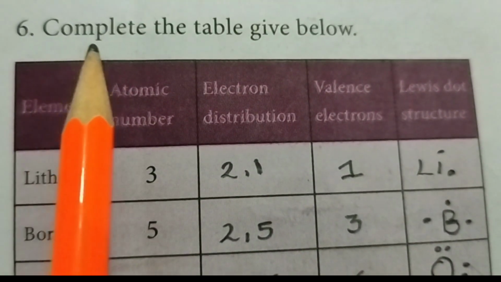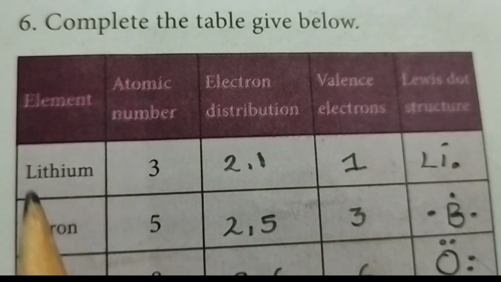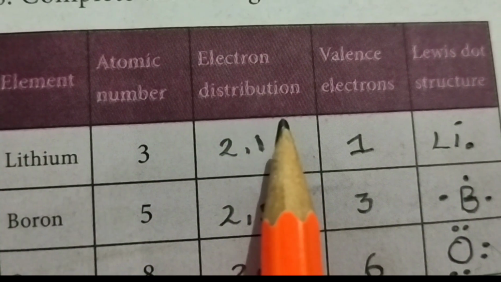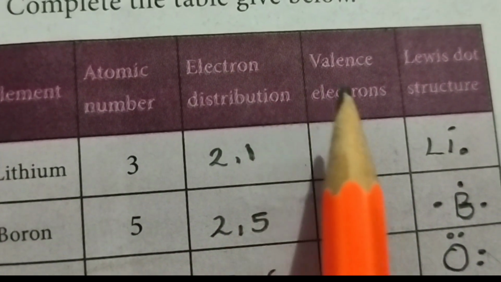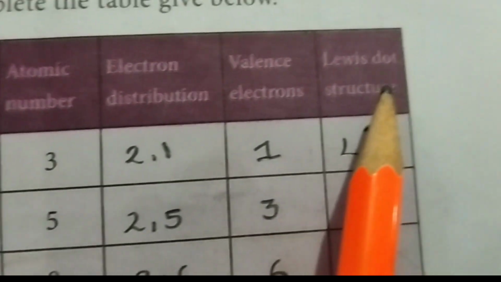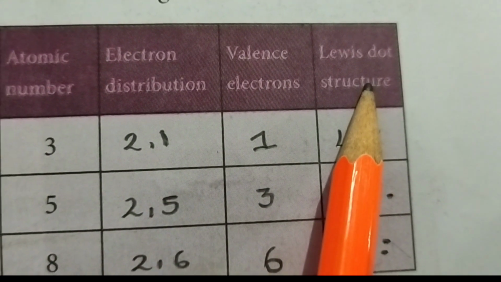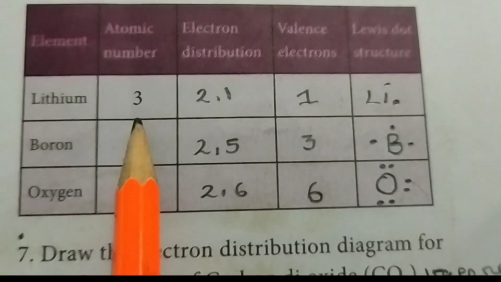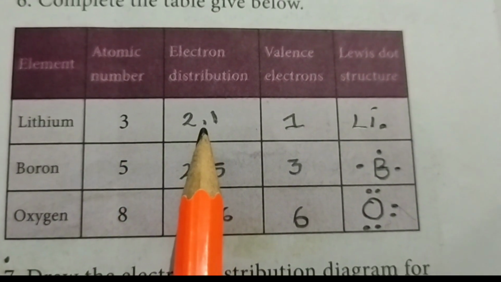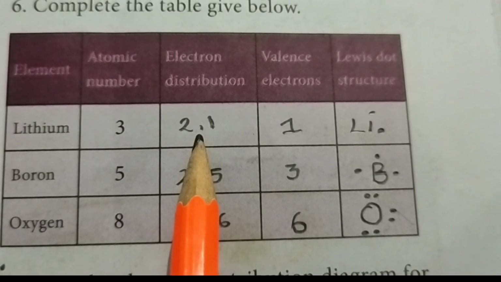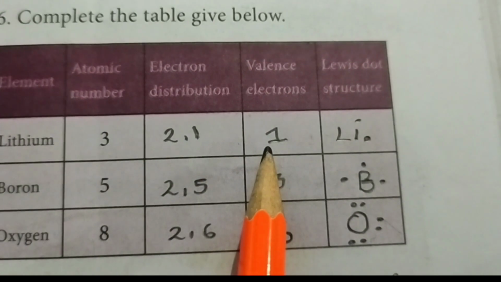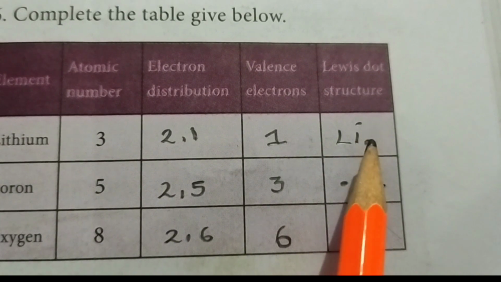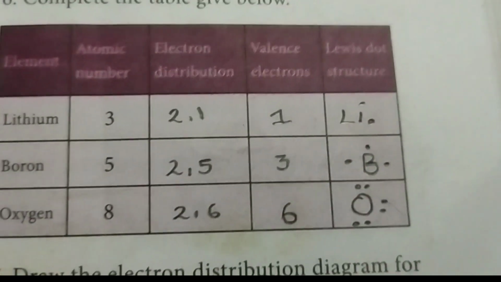Sixth one, complete the table given below. First element, atomic number, electron distribution, valence electron, then Lewis dot structure. First one lithium. Lithium oda atomic number 3. Then electron distribution 2:1. Then valence electrons 1. Then Lewis dot structure வந்து Li dot.